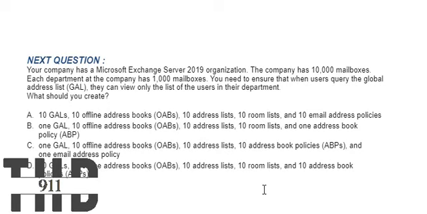Option A, 10 GALs, 10 offline address books, 10 address lists, 10 room lists, and 10 email address policies. Option B, 1 GAL, 10 offline address books, 10 address lists, 10 room lists, and 1 address book policy. Option C, 1 GAL, 10 offline address books, 10 address lists, 10 address book policies, and 1 email address policy. Option D, 10 GALs, 10 offline address books, 10 address lists, 10 room lists, and 10 address book policies. The correct answer is option D.